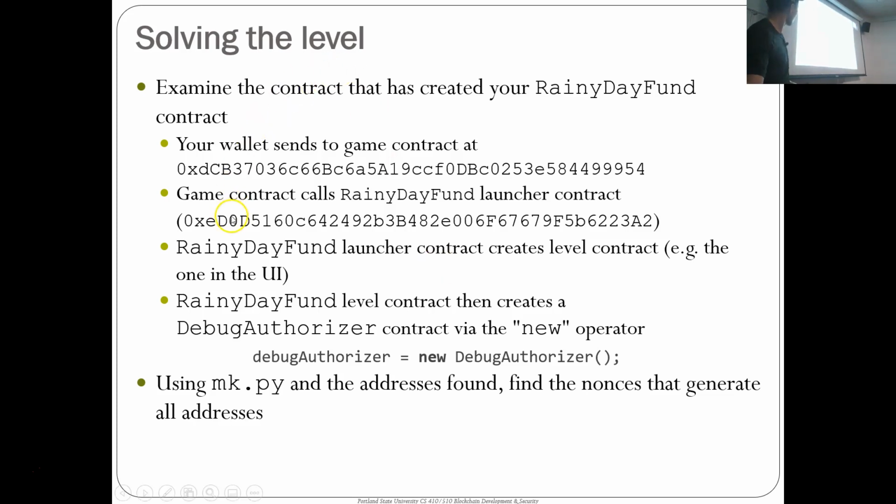Okay. And so we're going to use mk.pi, and the address is found by starting from the game contract address. The game contract address has this plus a nonce. So you need to figure out what its current nonce is. If you know its current nonce and its address, then you can get the launcher address, or you can get the level contract address and the debug authorizer one that the level creates.